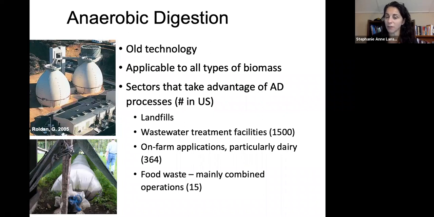And then we can use them on farm. We mainly use them in dairy, but they're also in swine and poultry and other applications, where we have in the US about 365 on-farm dairy manure digesters or animal-based digesters. And again, we can also use them for food waste. They can be by themselves or combined with other types of waste sources, whether it be wastewater, sludge, or manure, where again, we take that food waste and make renewable energy.